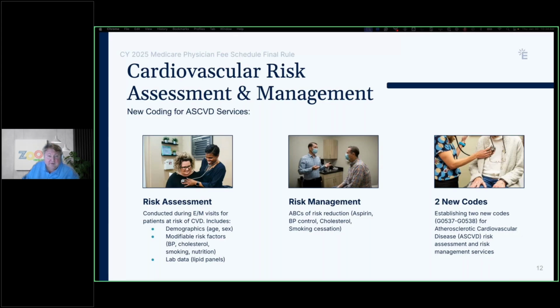G0537 once a year. Don't try to report it any more than that. Might be nice if you just set it up and had a reminder to do it at the top of each year. Just get it out of the way and get paid for it right in the middle of deductible season, which everybody loves.